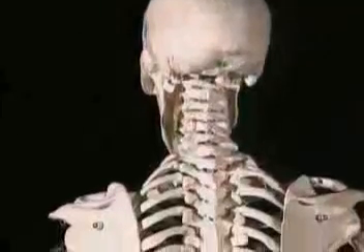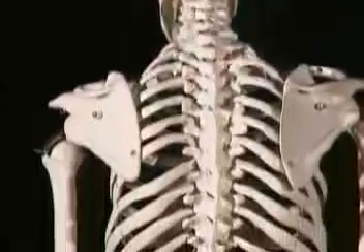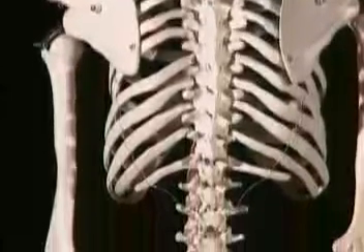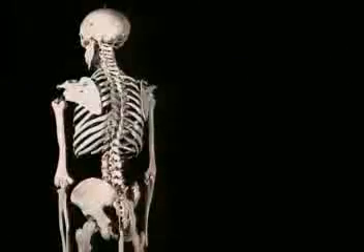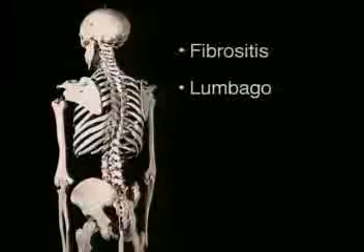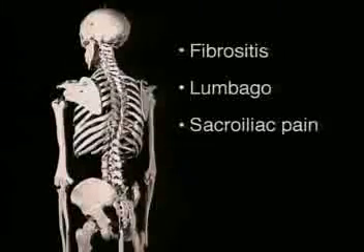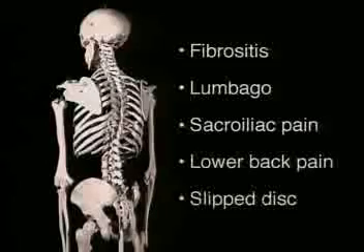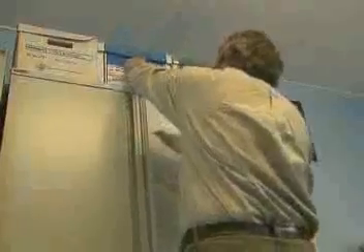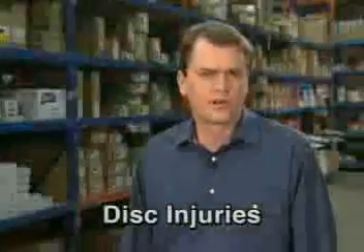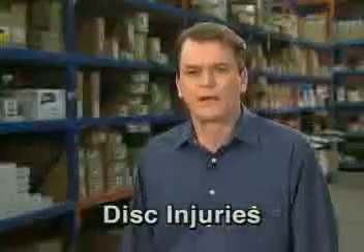Back pain can be categorized as either acute, chronic, or intermittent pain occurring between the neck and the base of the spine. Terms frequently used to describe back pain include fibrositis, lumbago, sacroiliac pain, lower back pain, and slipped disc. Importantly, all back pain relates to the spinal column and or the muscles and ligaments of the back. The more serious back injuries resulting from manual handling relate specifically to the discs of the spinal column.